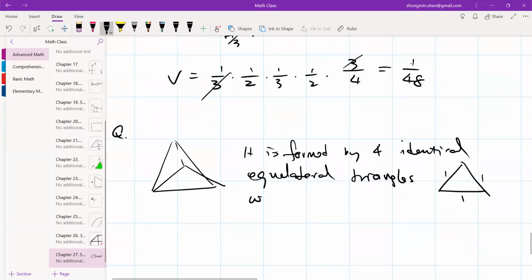So, what is the volume of this pyramid? With unit edge length, all equal to 1. Find the volume.